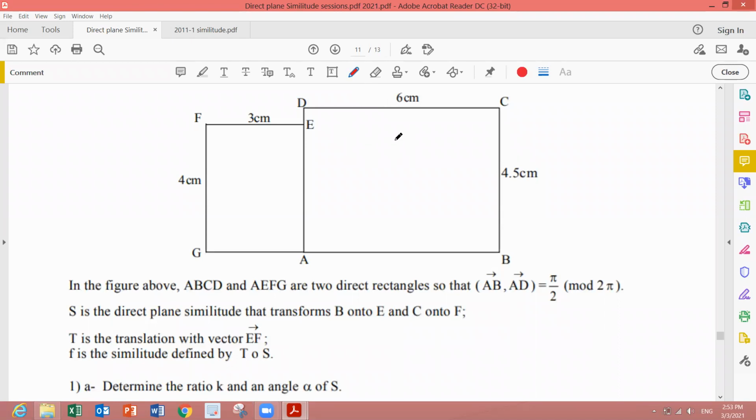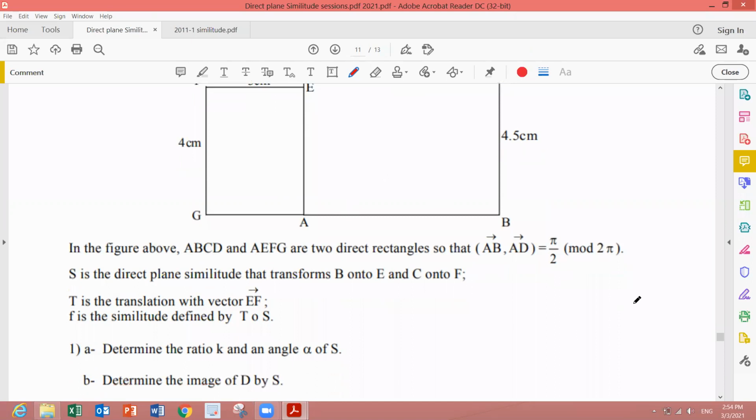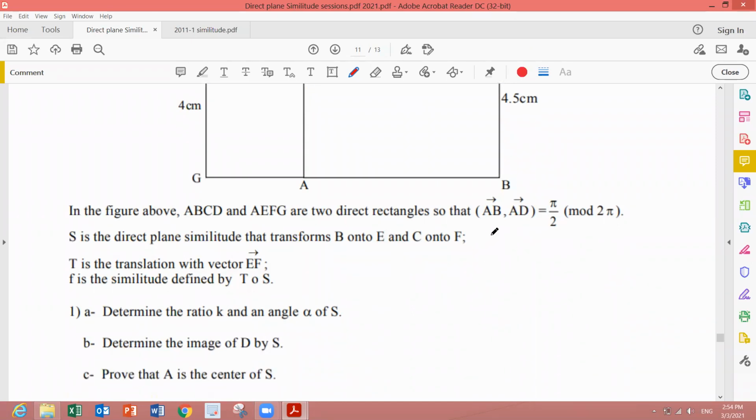Yesterday the connection was bad. Now let's resolve. So you have drawn the figure. ABCD is a direct rectangle. AEFG is a direct rectangle. And we have the lengths. So we have a direct plane similitude S that transforms B onto E.